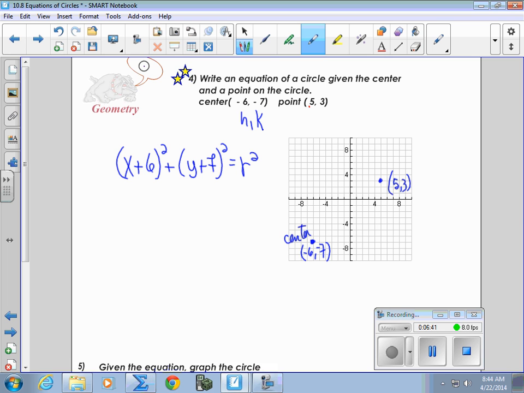So we plugged our center in, and we have (x + 6) squared plus (y + 7) squared is equal to r squared. In order to find the radius, we would plug in our point. Our point represents x and y, which is some point on the curve. So what we'll do is plug those numbers in for x and y.